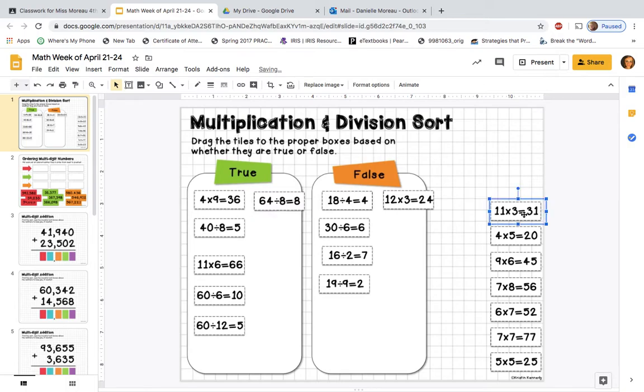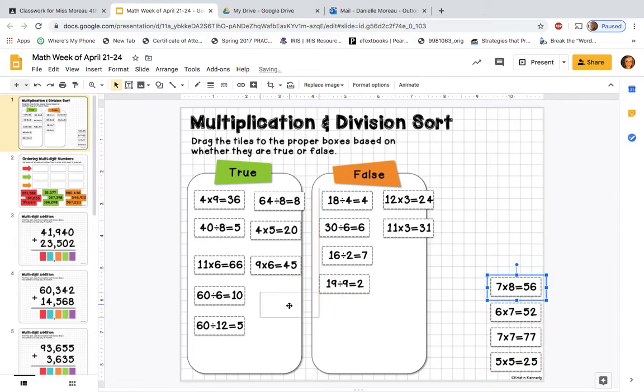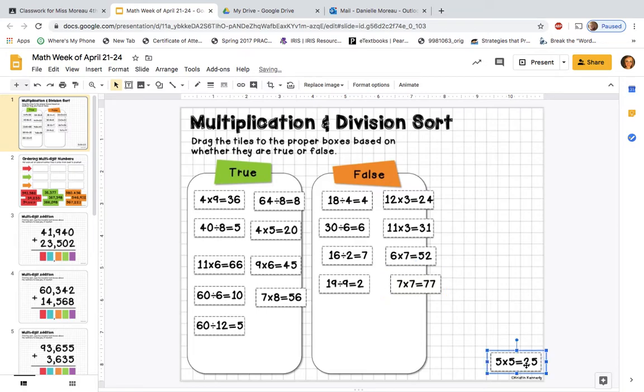11 times 3 equals 31 is false. That would be 33. 4 times 5 equals 20 is true. 9 times 6 equals 45 is true. 7 times 8 equals 56 is true. 6 times 7 equals 52 is false. That would be 42. 7 times 7 equals 77 is false. That would equal 49. And 5 times 5 equals 25 is true.